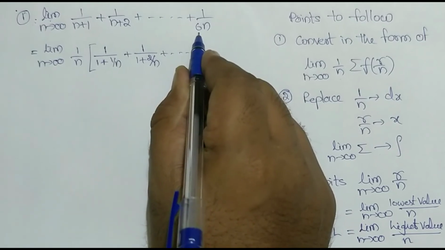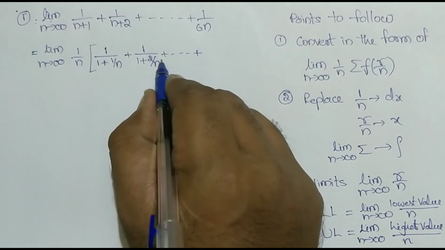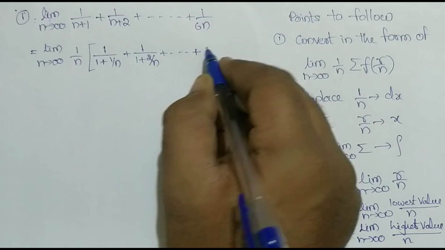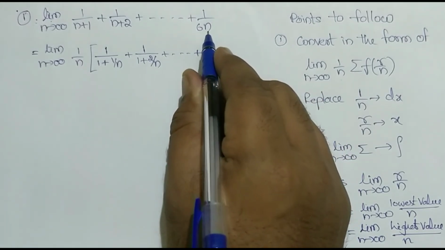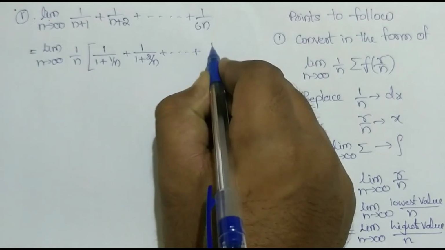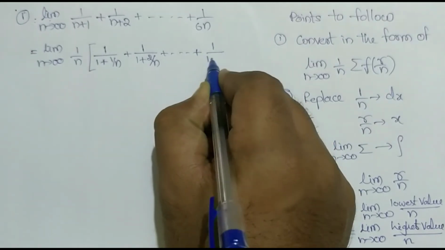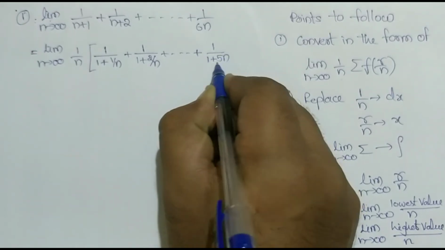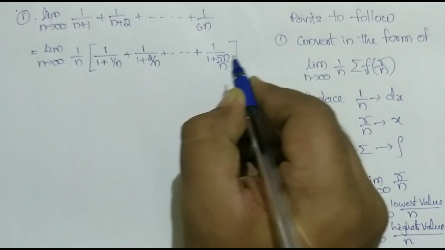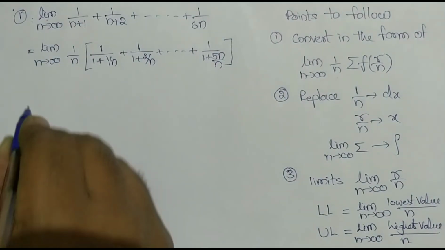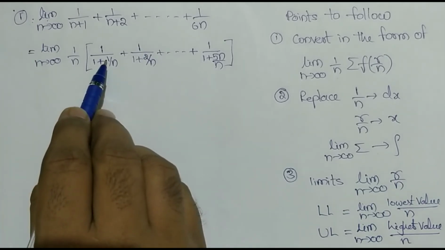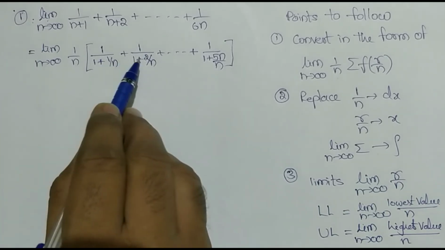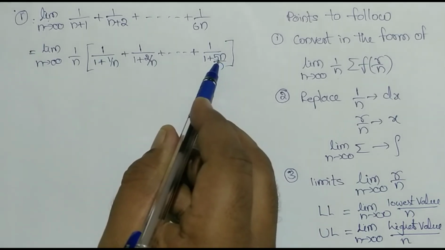Here I need 1 plus something upon n. So here I will write n plus 5n upon n. I have taken n common, so I will get 1 plus 5n upon n. Now here r is varying from where to where? 1, 2 up to 5n.